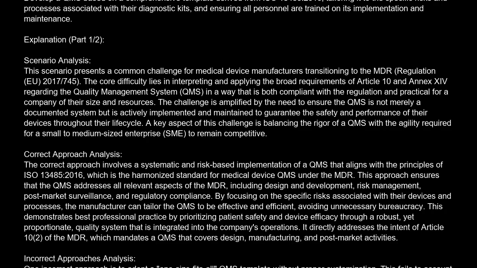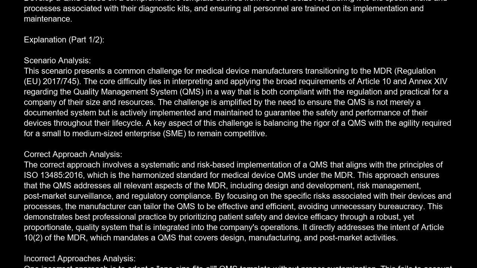Explanation. Scenario analysis. This scenario presents a common challenge for medical device manufacturers transitioning to the MDR regulation, EU 2017/745. The core difficulty lies in interpreting and applying the broad requirements of Article 10 and Annex IX regarding the quality management system, QMS, in a way that is both compliant with the regulation and practical for a company of their size and resources.